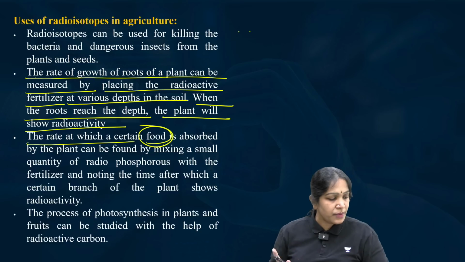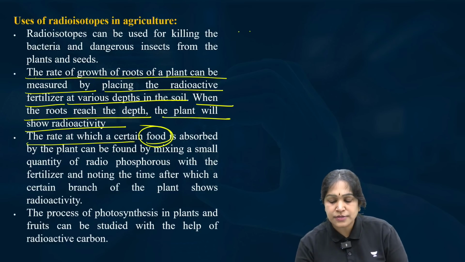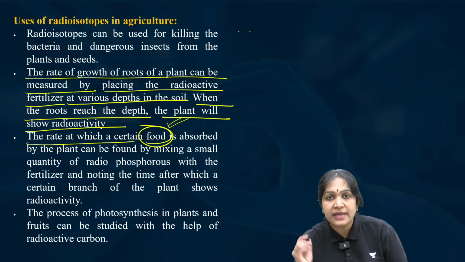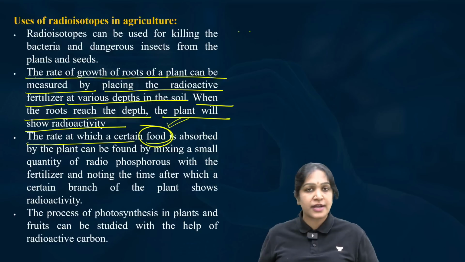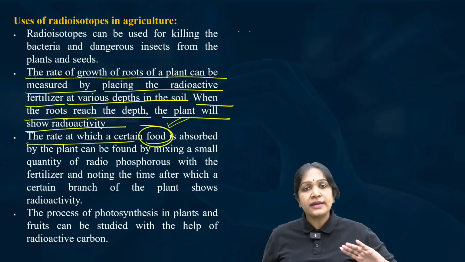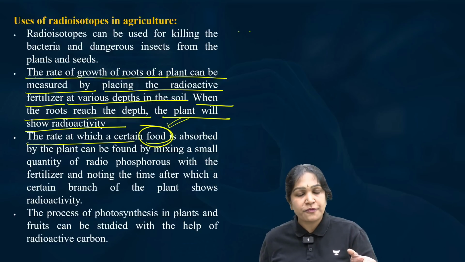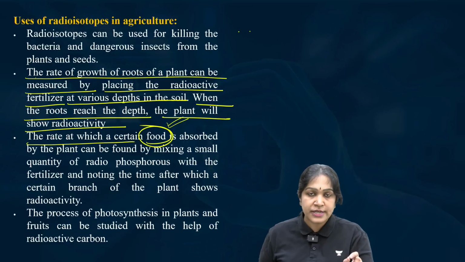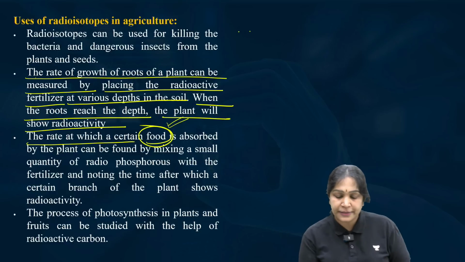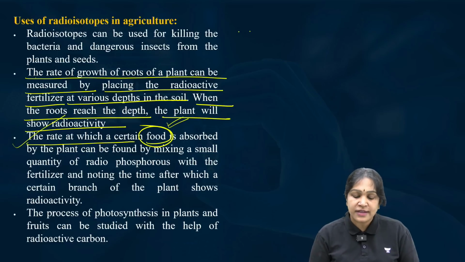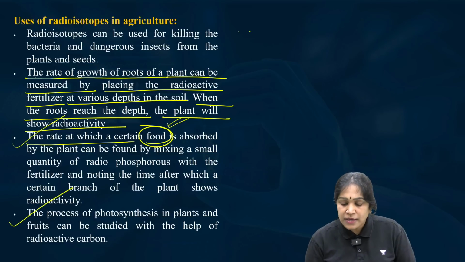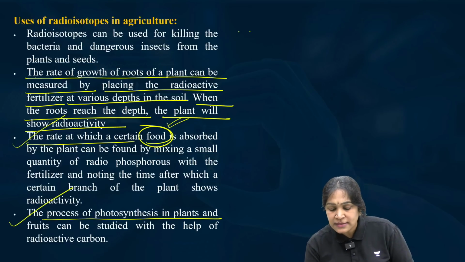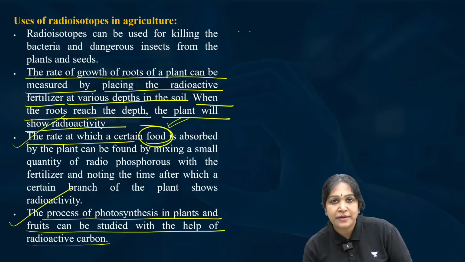The same thing we can do for plants also, whether a plant is absorbing a particular type of nutrient or not. If the plant is absorbing that particular type of nutrient, which part of the plant is it going to? This nutrient is going into which part of the plant? Okay, we can study using the radioactivity. Plus, you can also study the process of photosynthesis in the plants, okay, using the radioactive carbon.